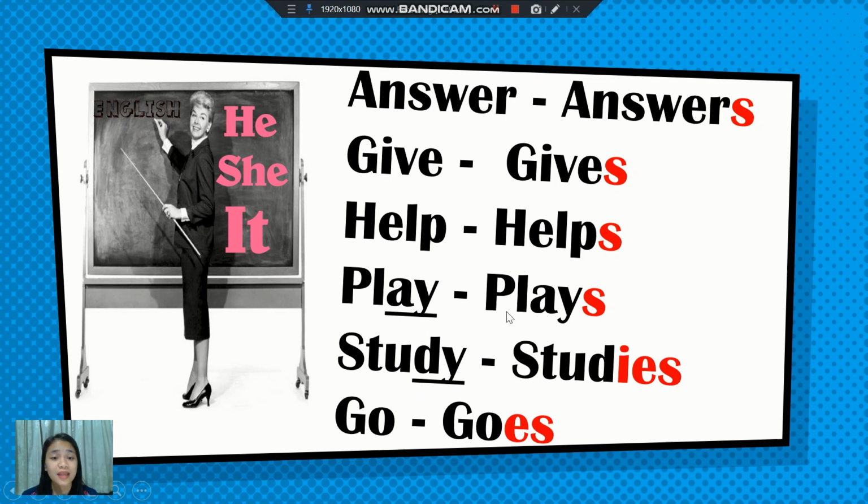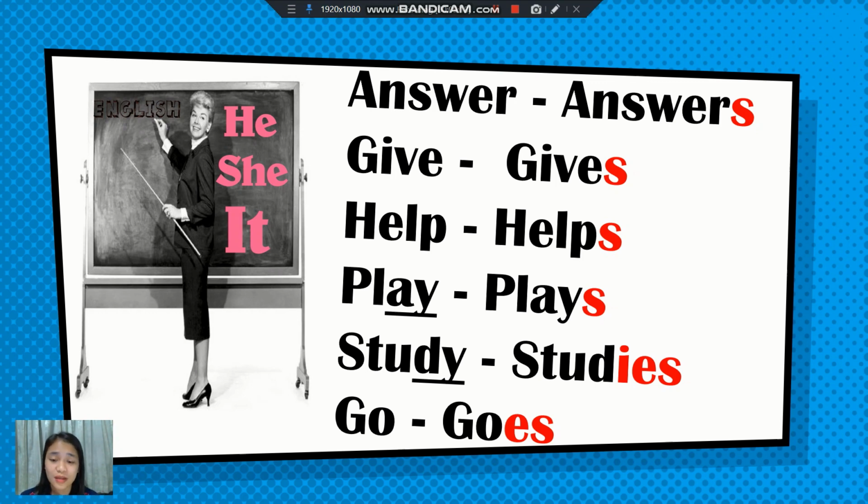So here, play, you just add letter S because the letter before Y is letter A. It is a vowel. That's why you only add S. But for the word study, the letter before Y is D, and D is a consonant. That's why you're going to change Y into I, and you're going to add ES.